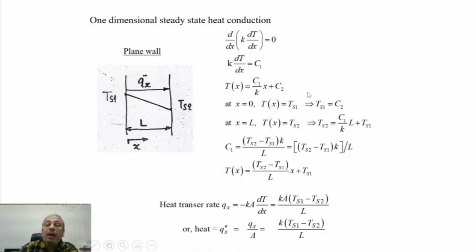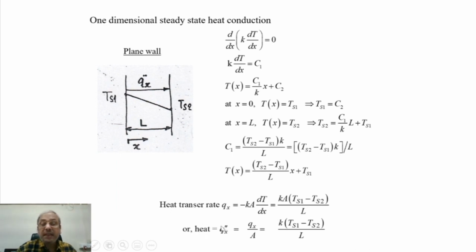C2 we have already found out. So the solution has basically C2 and C1. C2 is Ts1, and C1 is (Ts2 minus Ts1) into k, the entire quantity divided by L. So T(x) is basically (Ts2 minus Ts1) by L into x plus Ts1. And the heat transfer rate is minus kA dT/dx. So here we can write kA (Ts1 minus Ts2) by L.